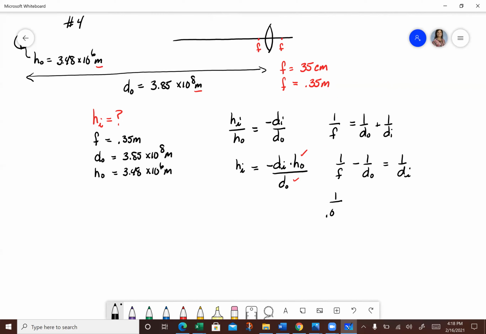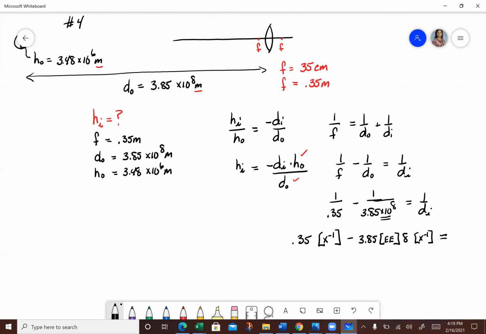1 over 0.35 minus 1 over 3.85 times 10 to the 8th. That's a huge number, right? So you can plug that in your calculator. In your calculator, you type in 0.35 and hit the x to the minus 1 button, minus. Now, to type in scientific notation, we did this in the past, remember? 3.85, hit the EE button, 8, hit the x to the minus 1 button, and that gives you the 1 over x. Then hit equals.